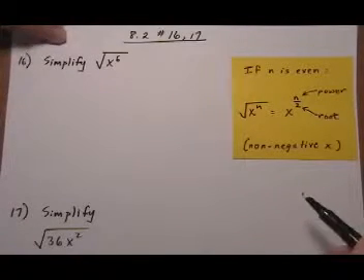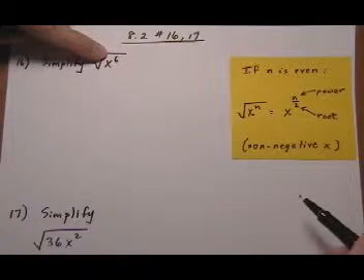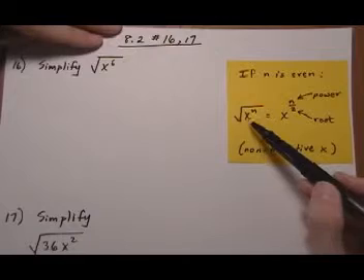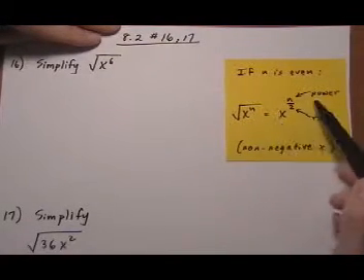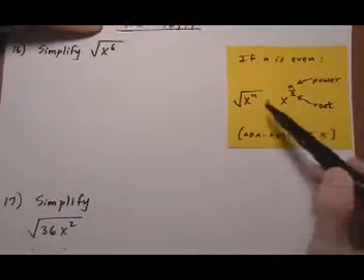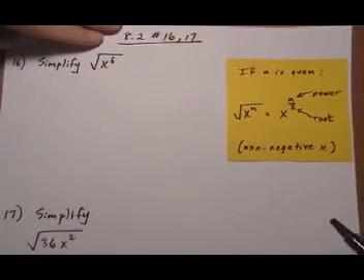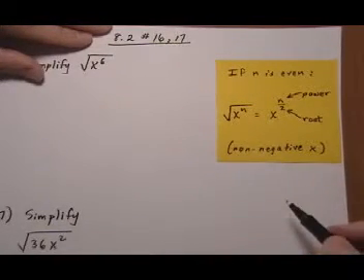So when you have variables, let's first look at when the power of the variable is even. If you have an even power and you're taking a square root of it, then what you can do is divide the power by the root, which is 2 because it's a square root, and that gives you what comes out. And this is again for non-negative x. Let's look at where that comes from.